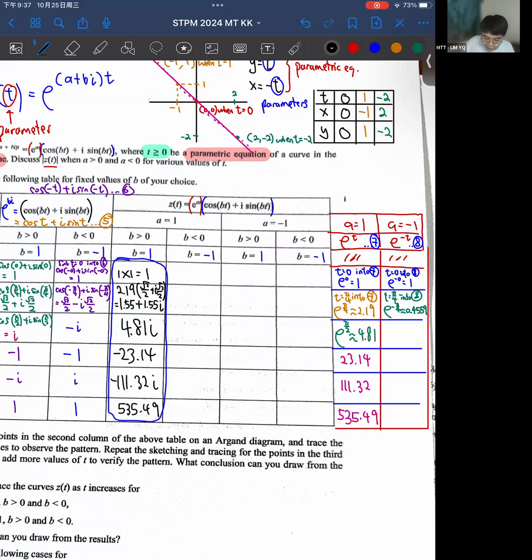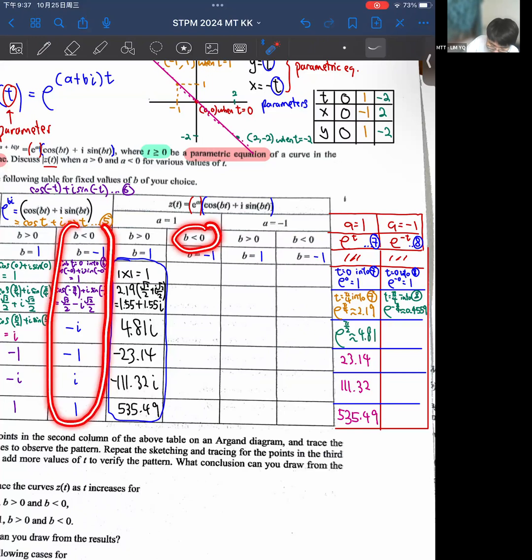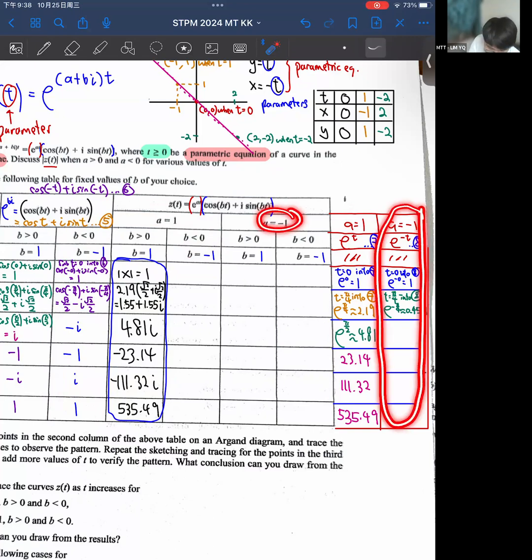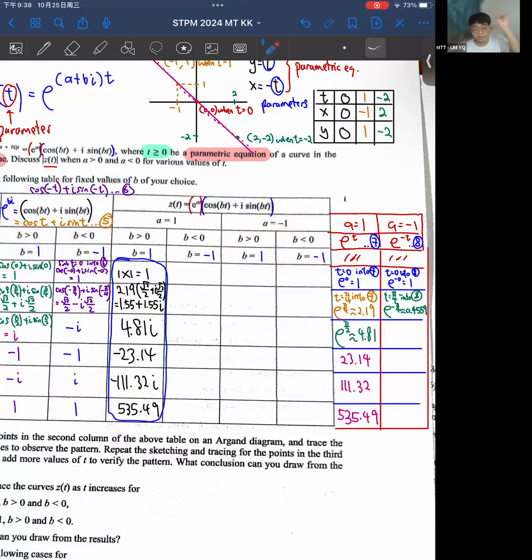How to do? Let's say for b less than 0, you multiply this column by which one? A equal to 1, right? So with this column. So you look at the condition, A equal to 1, B less than 0. So you multiply B less than 0 and A equal to 1. This row multiply this row. Column, sorry, I mean. And the rest also same, A equal negative 1. So you multiply this column by here and here for these two. So to do the rest for yourself, I only demonstrate the first one for you.